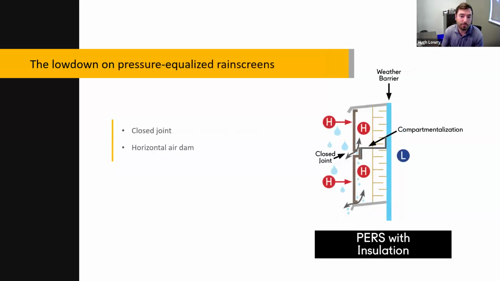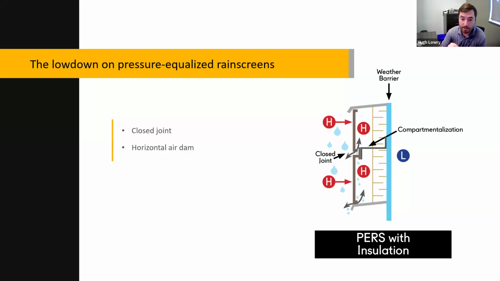So pressure equalized systems. You can see that joint is a little bit different. We have a semi-closed joint in this type of condition. So we are letting air into the system with this condition, but we're limiting the amount of water that gets into that system as compared to an open joint. And that's why pressure equalized rain screen systems are more effective than drained back ventilated rain screen systems.